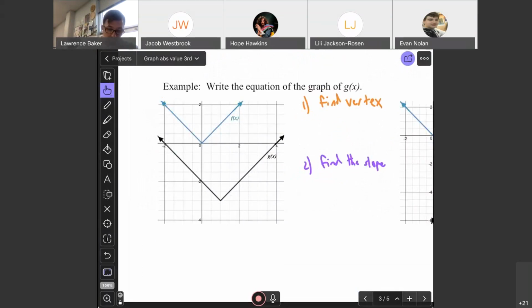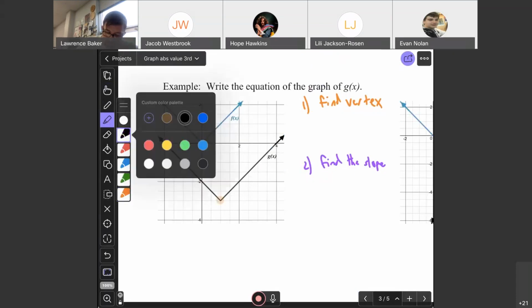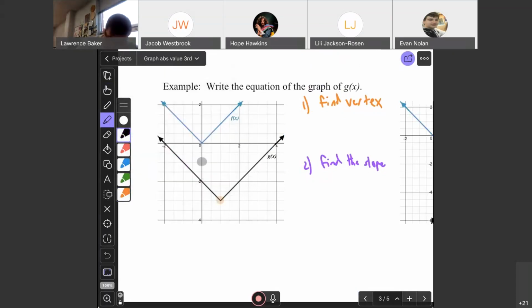Yes, Connor, that's good. So here's our vertex. We need to find the slope. I need you guys to pay attention to the scale of this problem. Here's -1, here's -3, here's +1. The scale is off, so don't count the boxes. Make sure you're counting the actual values.